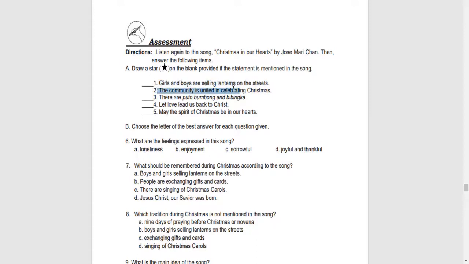If this sentence is not mentioned in the song, leave it blank. You will not write anything. If it is mentioned in the song, put a star. If it is not mentioned in the song Christmas in Our Hearts, leave it blank. And then, letter B, choose the letter of the best answer for each question given.